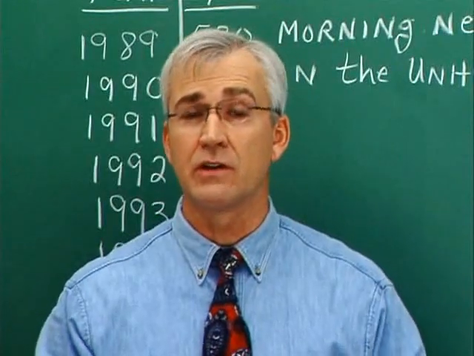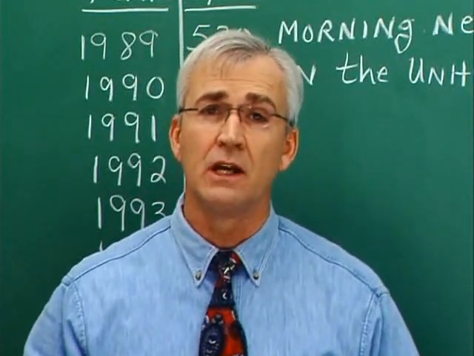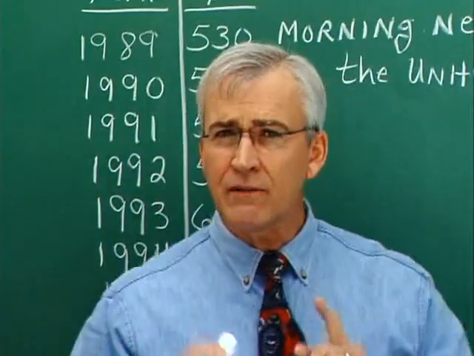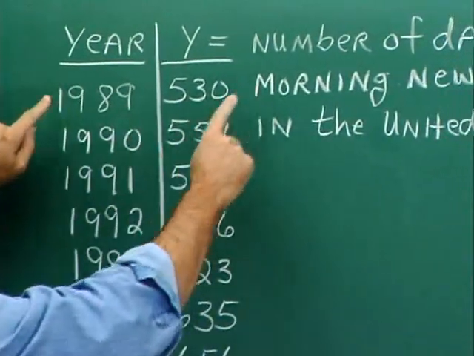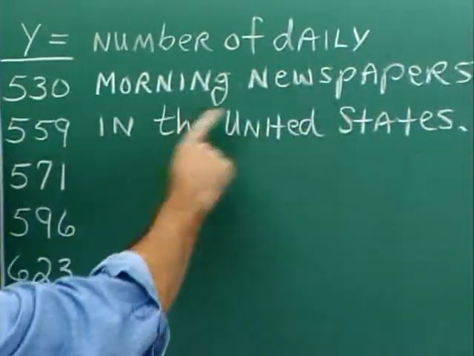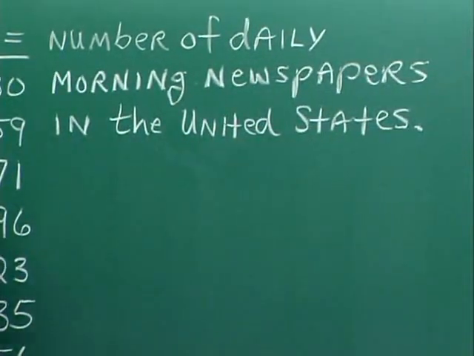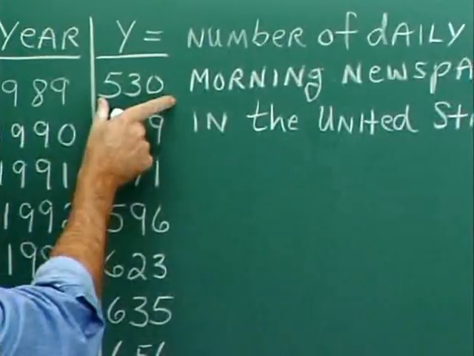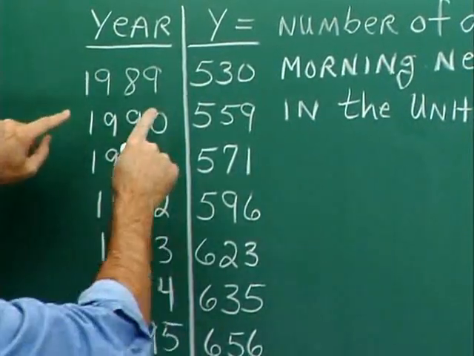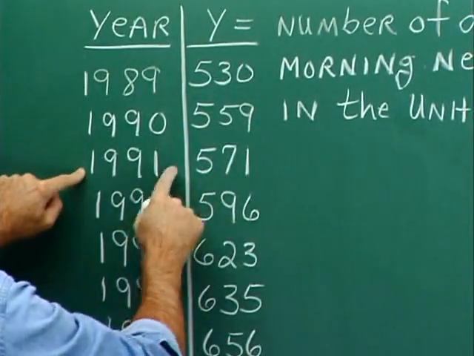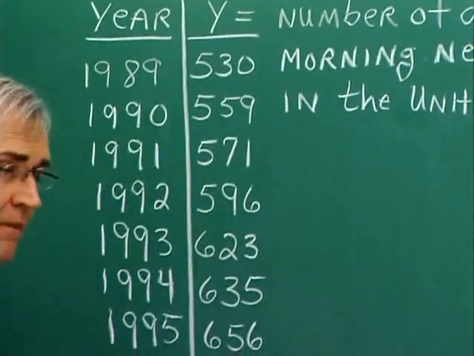Let's go through the process again using a real-life situation. Here's a chart of information having to do with years and the number of daily morning newspapers in the United States. In the year 1989, there were 530 morning newspapers in the United States. In 1990, there were 559. In 1991, 567, and so on.